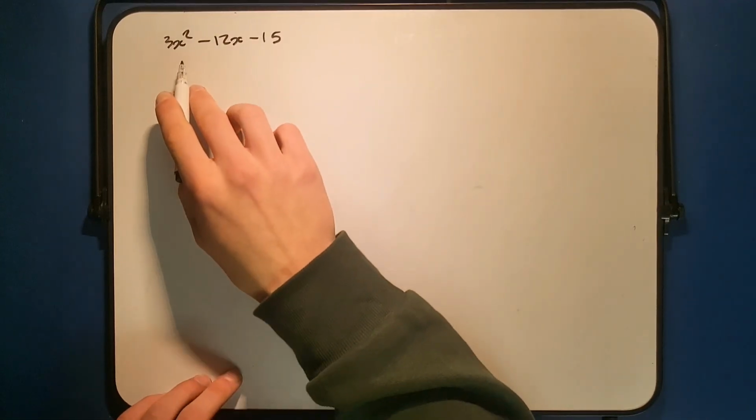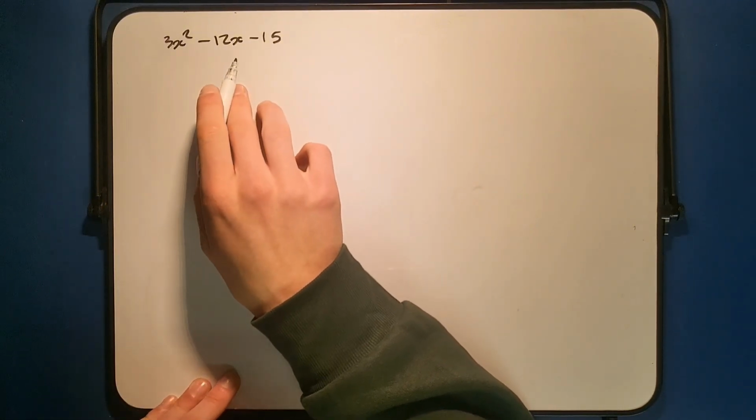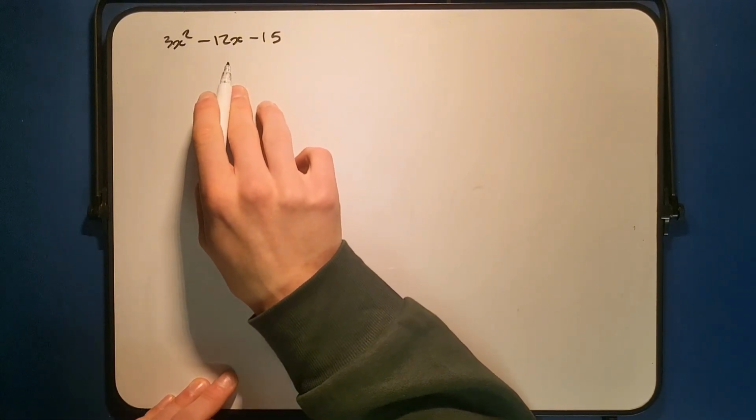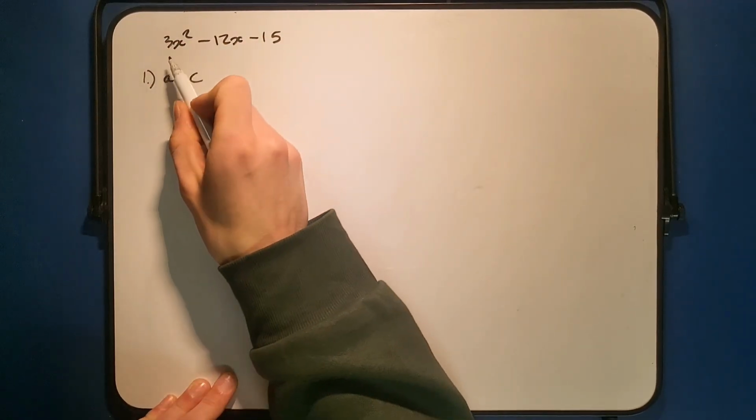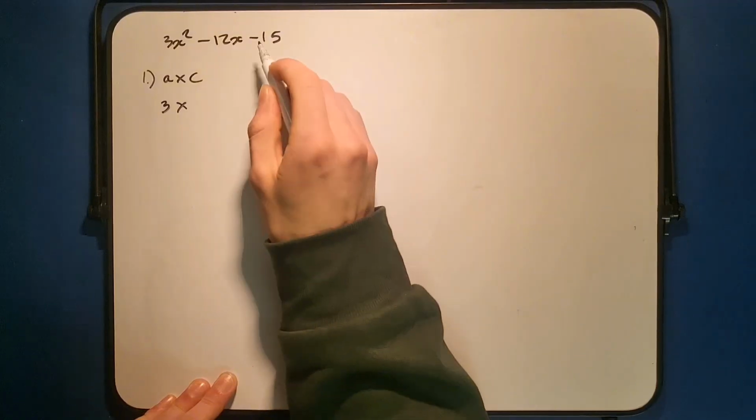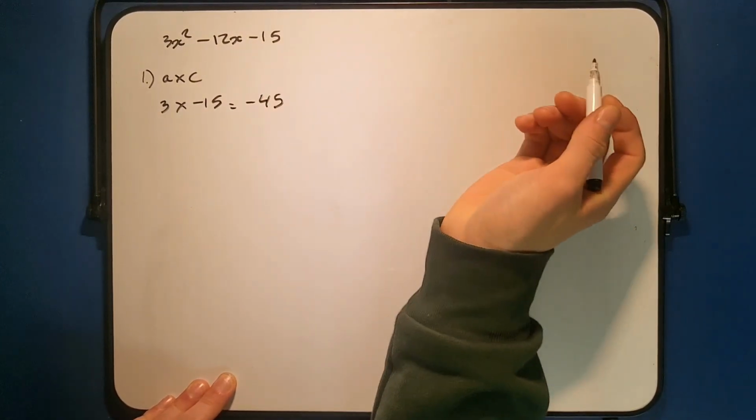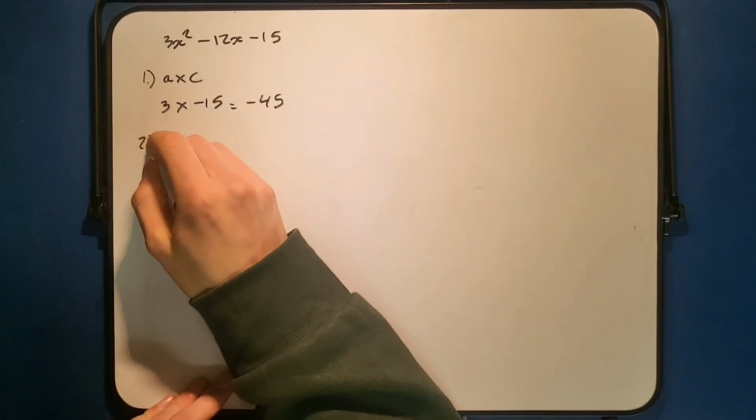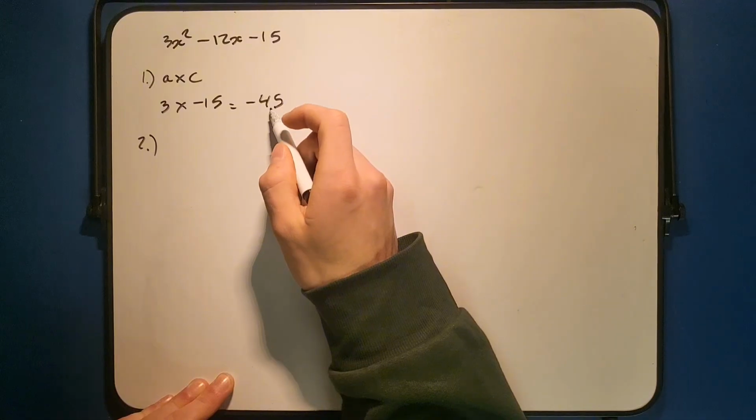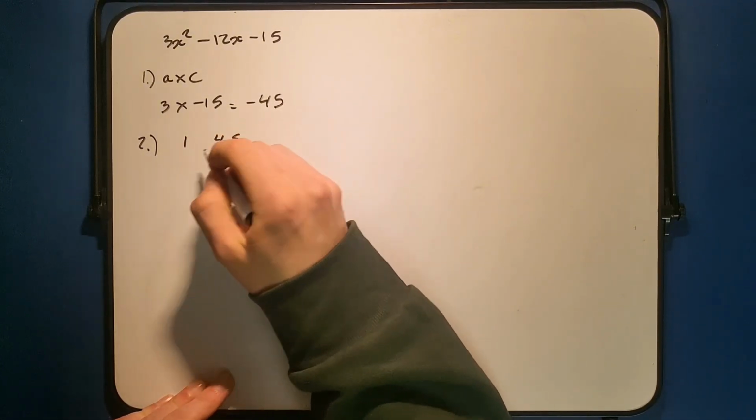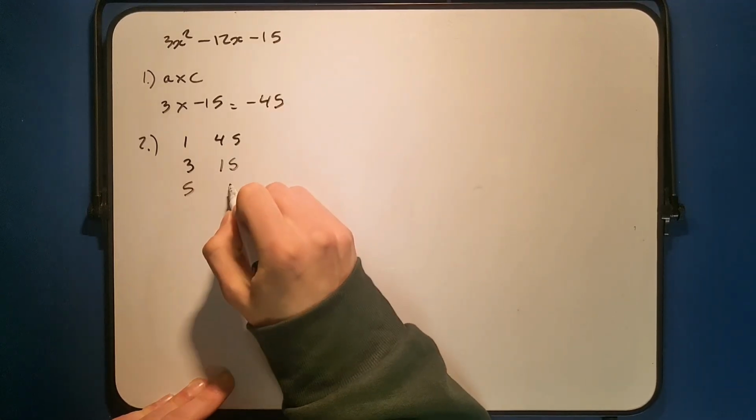Now here we've got 3x squared minus 12x minus 15. So as you can see, we have larger numbers this time, but the process is the same. So step 1, a multiplied by c. So 3 times by minus 15, and that's equal to minus 45. Okay? Step 2, what multiplies to give 45 but adds to give 12? So let's write the factors of 45. 1, 45, 3, 15, 5, and 9.